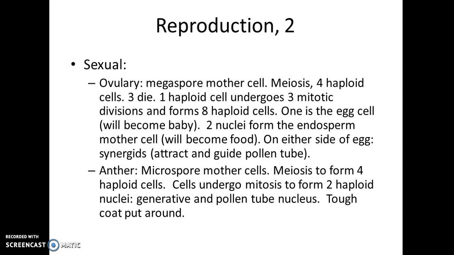In the anther, on the other hand, we start off with the microspore mother cell. It undergoes meiosis to form 4 haploid cells. The cells undergo mitosis to form 2 haploid nuclei. Remember, mitosis is the division of the nucleus. Each nucleus has its specific name. One is the generative nucleus, and the other is the pollen tube nucleus. And then you put a tough coat around it, and you have pollen.